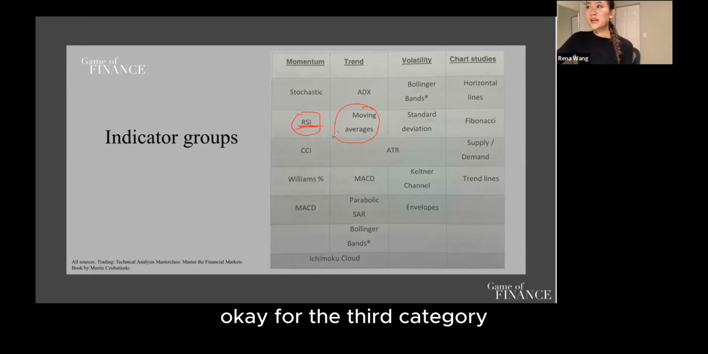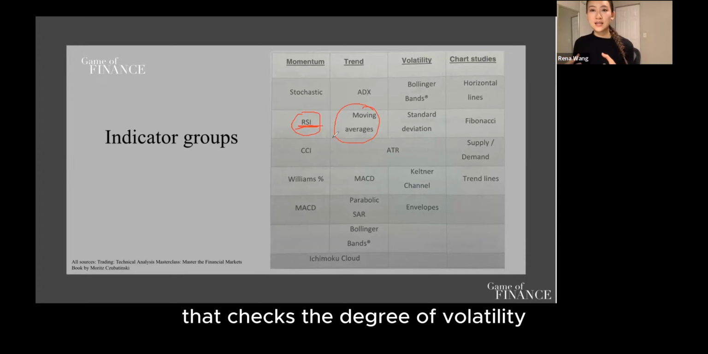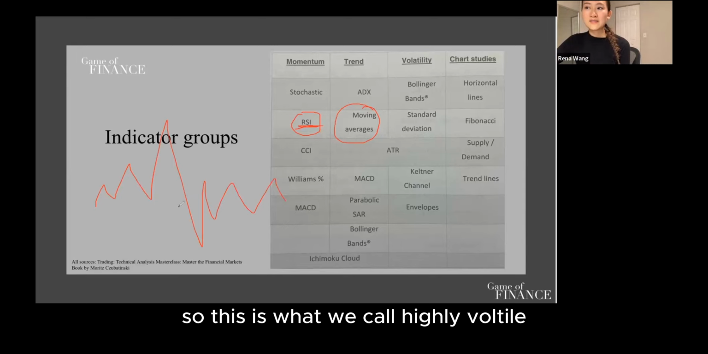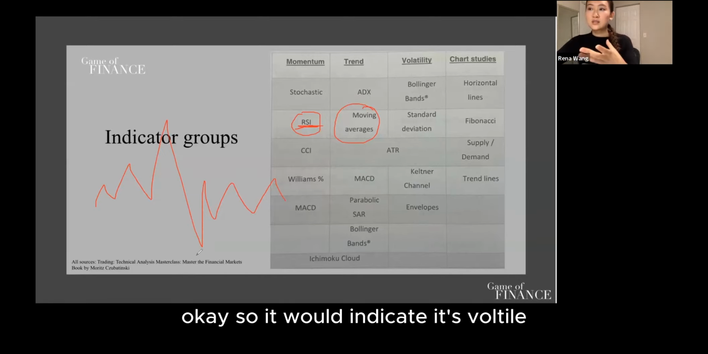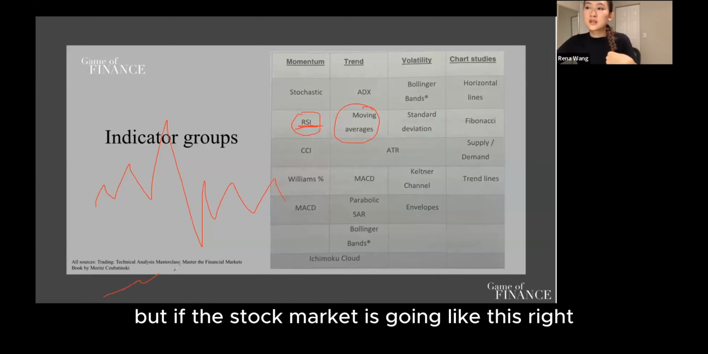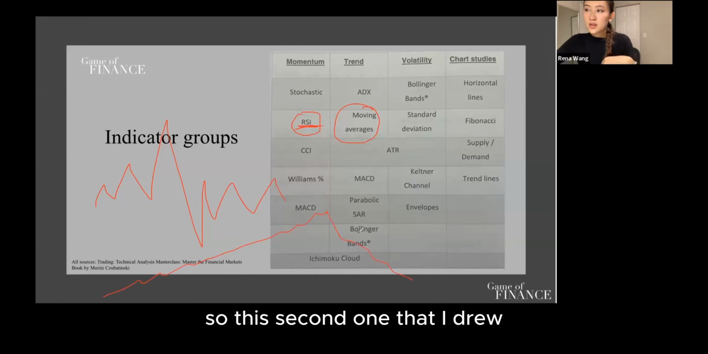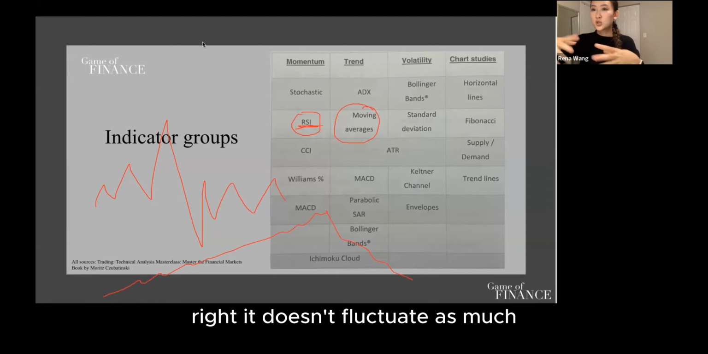Okay, for the third category, volatility. Volatility indicators are the group of indicators that check the degree of volatility, which means the fluctuation. For example, the stock market is going up, down, up, down, up, down. So this is what we call highly volatile, right? It's fluctuating a lot. So a volatility indicator would indicate it's volatile. But if the stock market is going like this, it's going up very stably, and then it's going down. This second one that I drew, compared to the previous one, is a lot less volatile, right? It doesn't fluctuate as much.